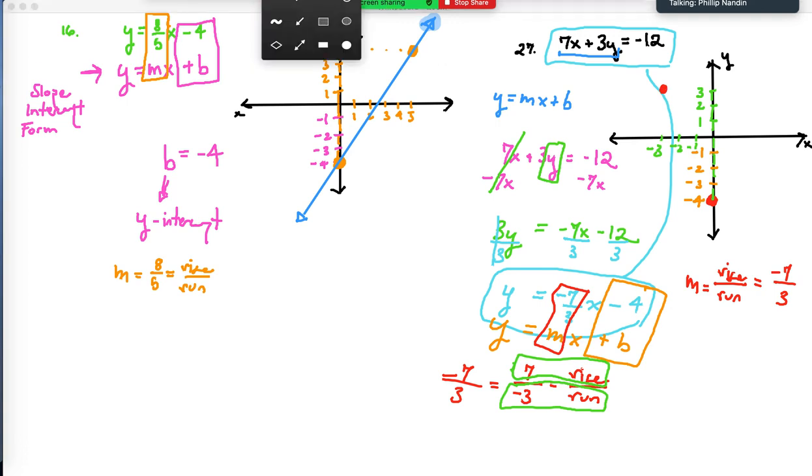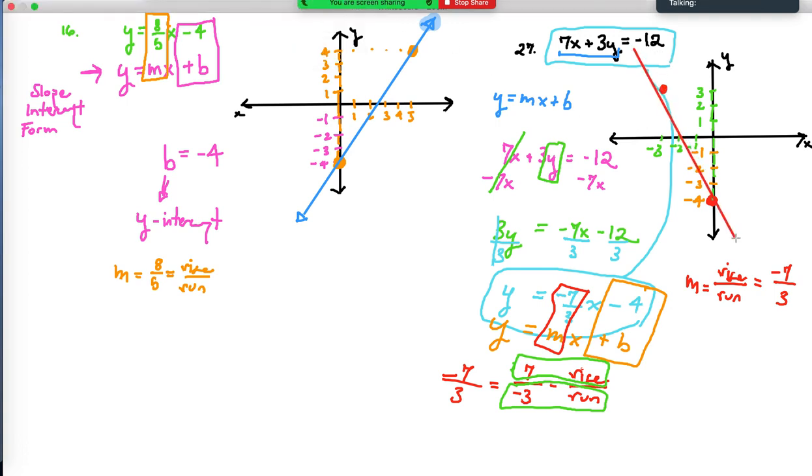And I connect these 2 points in a straight line, and I have graphed my line. It goes on forever, so don't forget your arrows. Goes on forever, goes on forever, and then you are done with that.